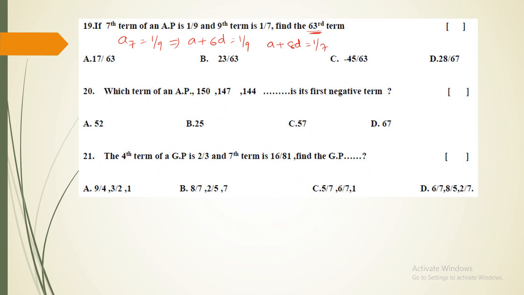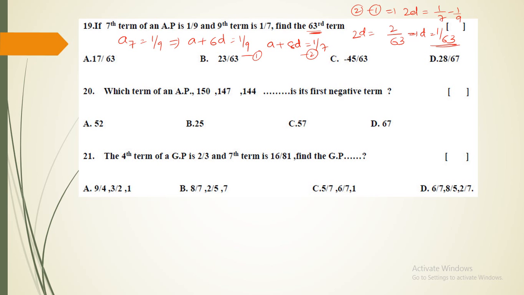Now what did he ask? The 63rd term. So from this, I can find out the D value, no? By considering this as equation number 1 and this as equation number 2, when I do 2 minus 1, what am I going to get? 8D minus 6D, which is nothing but 2D, is equal to 1 by 7 minus 1 by 9. So from this D is equal to 9 minus 7, which is 2, by 9 sevens are 63. So this is 2D. So from this D is equal to 1 by 63.